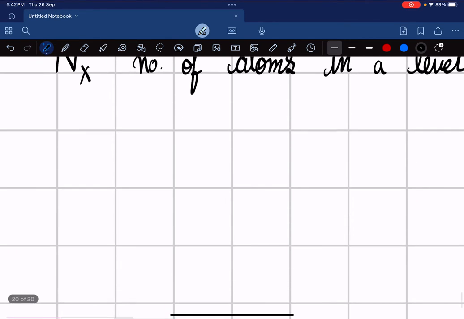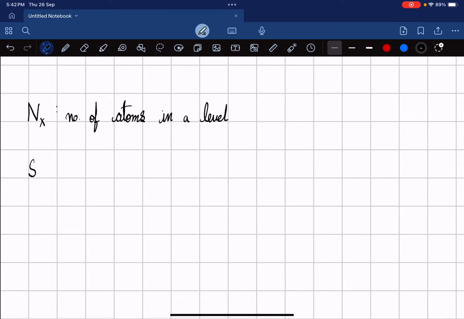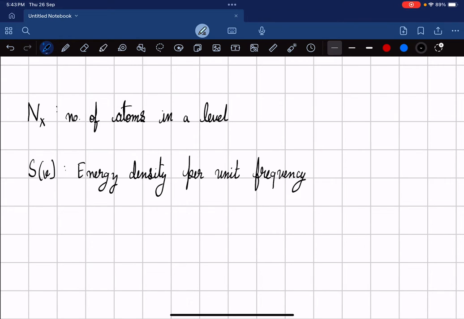and now S mu is the energy density per unit frequency of incoming photon.